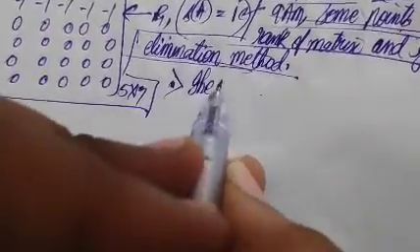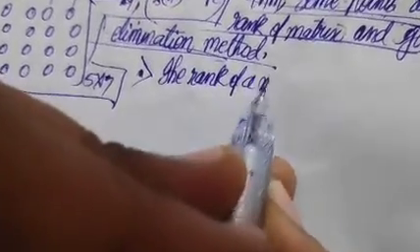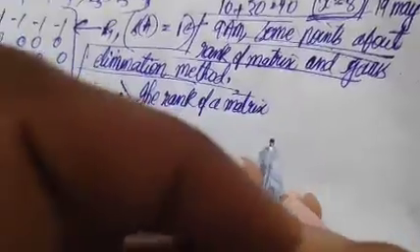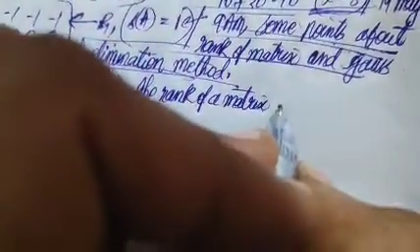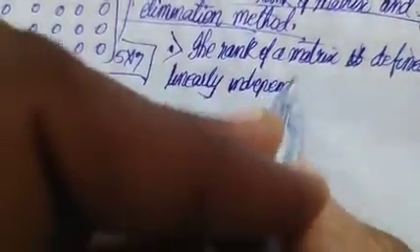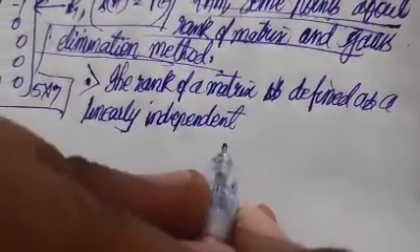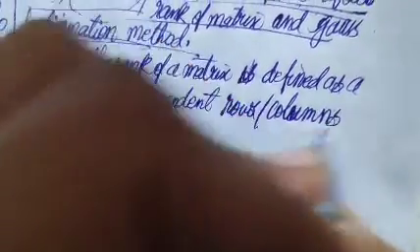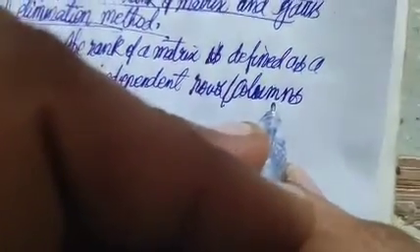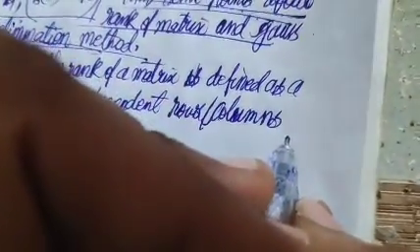So the rank of a matrix is defined as the number of linearly independent rows or columns. It can be rows or columns, whichever is minimum is going to represent the rank of a matrix.